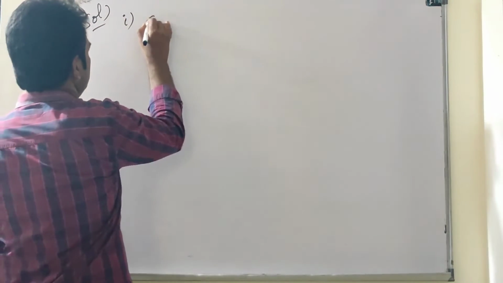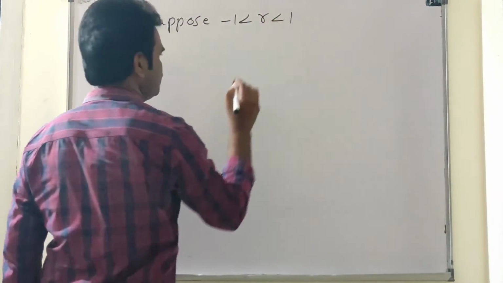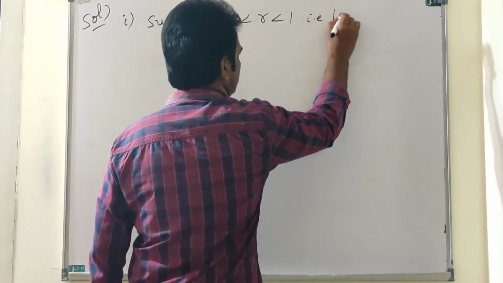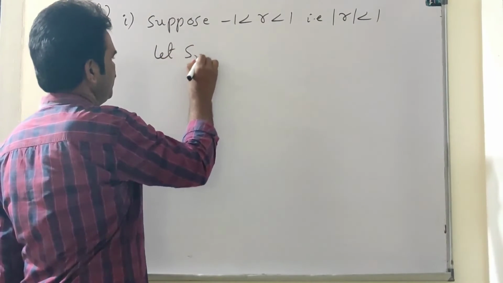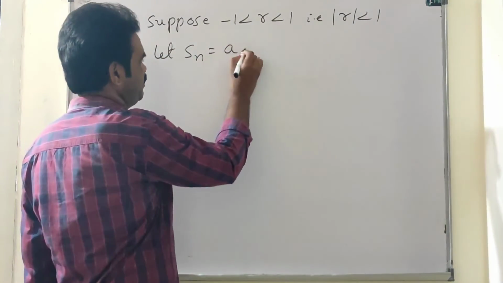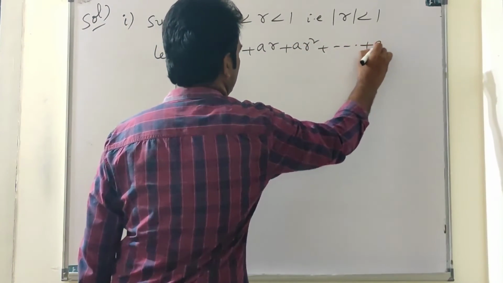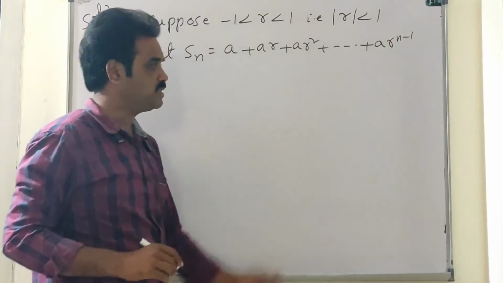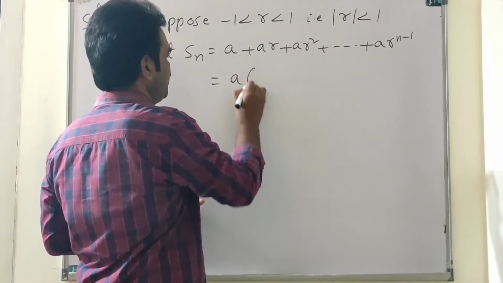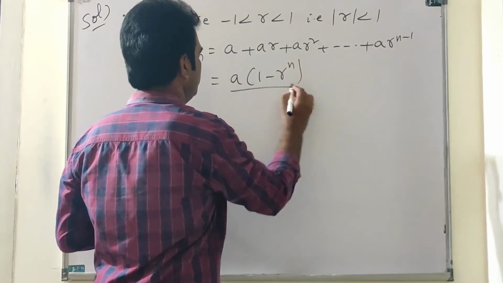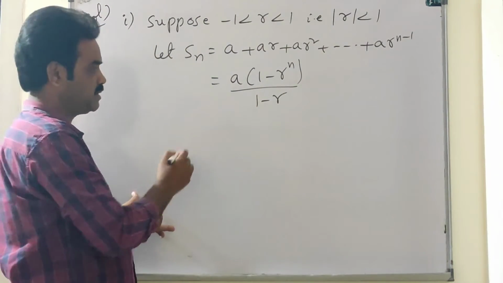First one, suppose minus 1 less than r less than 1, that is, modulus of r less than 1. Let Sn, the nth partial sum, be a plus ar plus ar square and so on plus ar power n minus 1. This is the sum of the first n terms in the geometric series, which is equal to a into 1 minus r power n by 1 minus r. Now find the limit of this sequence.